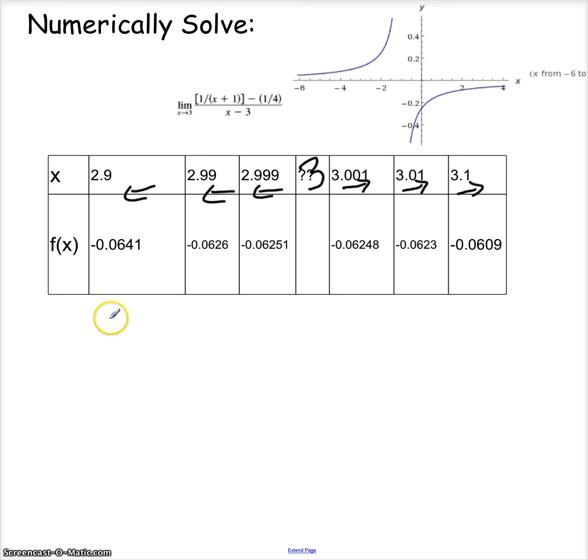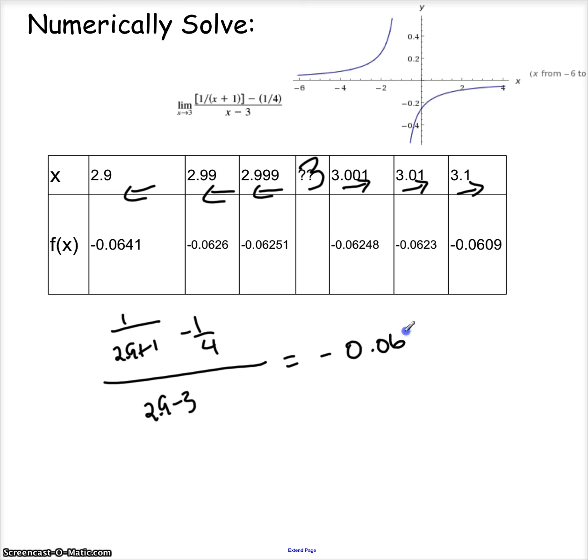So you give me a representative problem. This is 1 over 2.9 plus 1, minus 1/4, divided by 2.9 minus 3. Did I do that correctly? And that's minus 0.0641. After that, you can go ahead and do these iterations on your calculator.